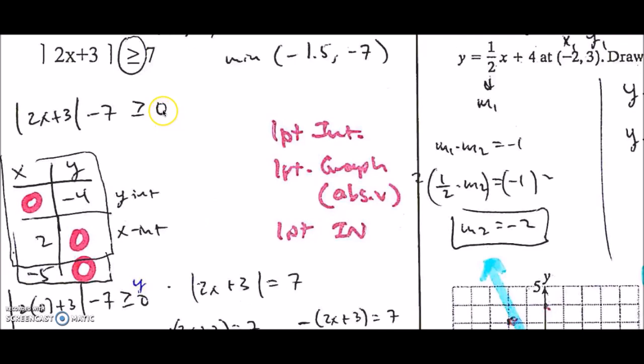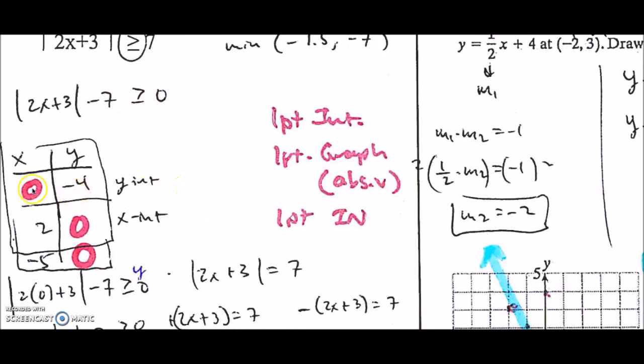So if I'm going to find the intercepts, let's set it equal to 0. And for a y-intercept, you're making x equal 0, so 0 times 2 is 0, 0 plus 3 is 3, absolute value of 3 is 3, 3 minus 7 is -4. Now, to find the x-intercepts, you are essentially putting y equal to 0.